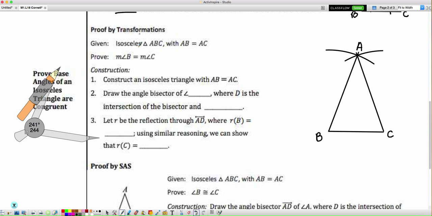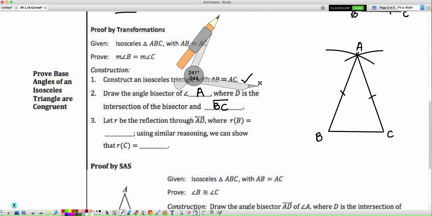So to start my proof, it says, given we have an isosceles triangle, here it is, with AB equal to AC, we already did that. I'm going to prove that angles B and C are actually equal to each other. So I can construct an isosceles triangle, which we already did. Now it says to draw the angle bisector of, let's do angle A, where D is the intersection of the bisector and the segment BC down at the bottom.